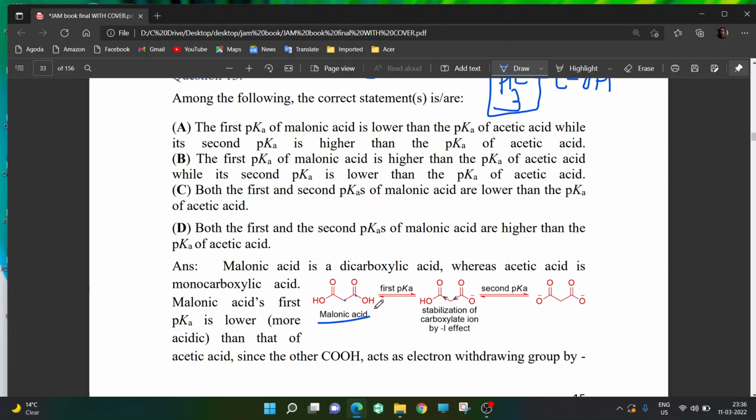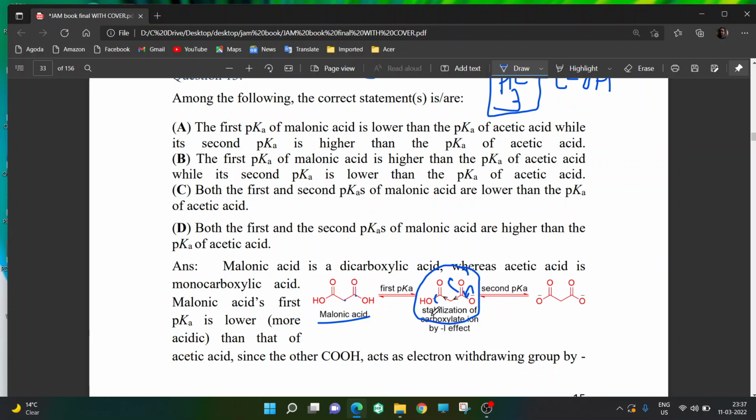So for malonic acid, if you remove the first proton, you get a negative charge. See, this negative charge is of course stabilized by this resonance. Apart from that, it gets stabilization by the C double bond O, because C double bond O is an electron withdrawing group. Even this oxygen is there, they all will pull electrons, so it will stabilize. So it will be very easy to remove this proton.